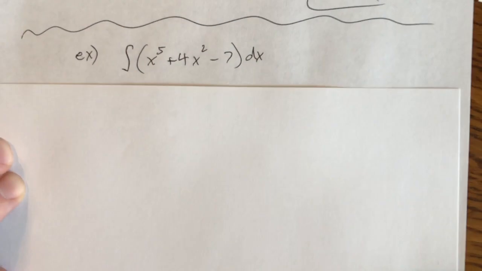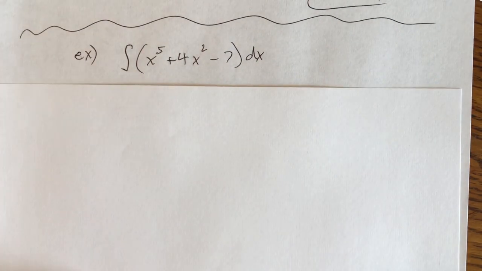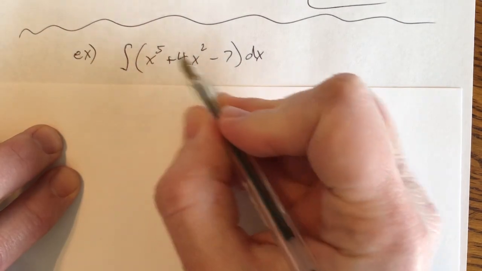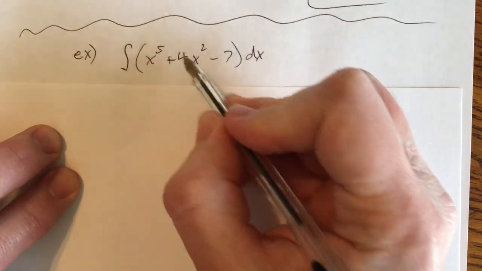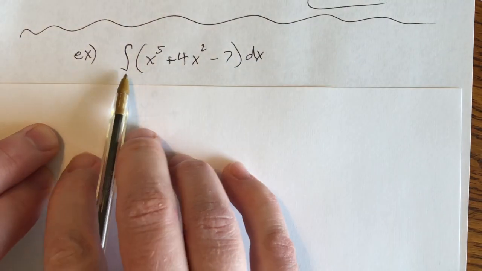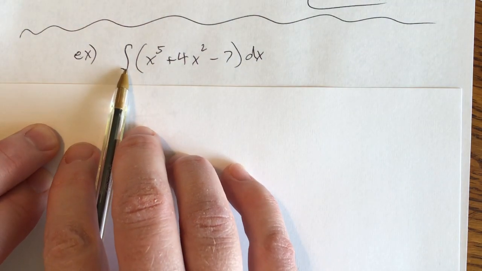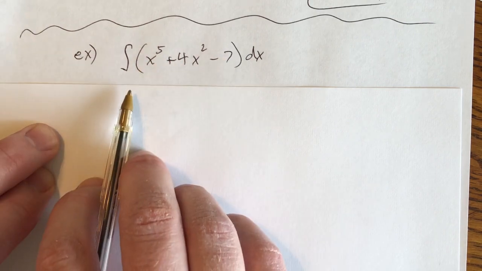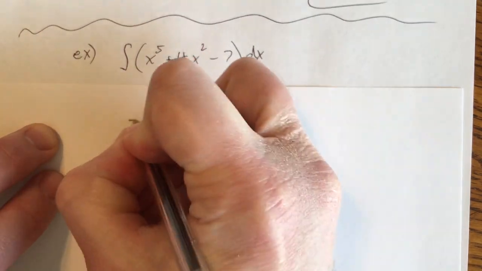This example deals with 2 or more things going on within the same integral. Here's how we're going to handle it. We're going to do one thing at a time. We're going to do it term by term. So this symbol, the integral symbol, is telling us to do something with each of these 3 terms. Here is exactly what it's telling us to do.